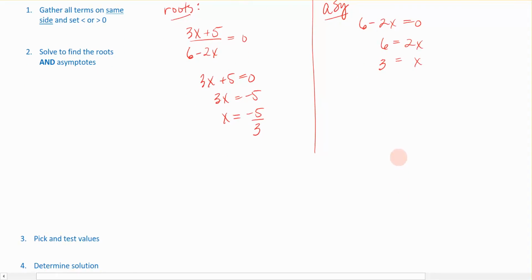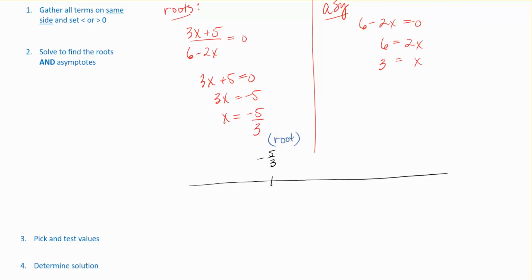So we're going to set up our number line and pick test points just like we did before. Only this time, here at negative 5/3, I have a root. I usually write it above it because I could get confused pretty easily when I'm looking at these. And over here at 3, I have an asymptote.